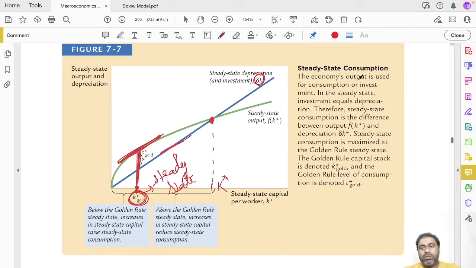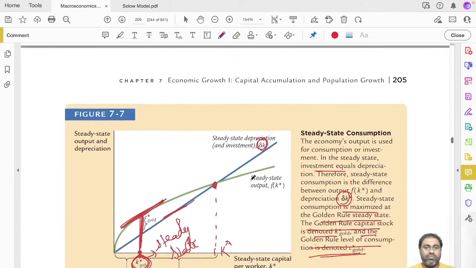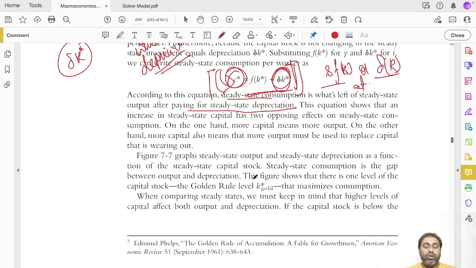Okay. So the economy's output is used for consumption; in steady state, investment equals depreciation. Therefore, steady state consumption is the difference between output and the depreciation delta k. Steady state consumption is maximized at the golden rule steady state. The golden rule steady state is denoted by K star gold, and the golden rule consumption is denoted by C gold. Okay. Now, how do we interpret this?